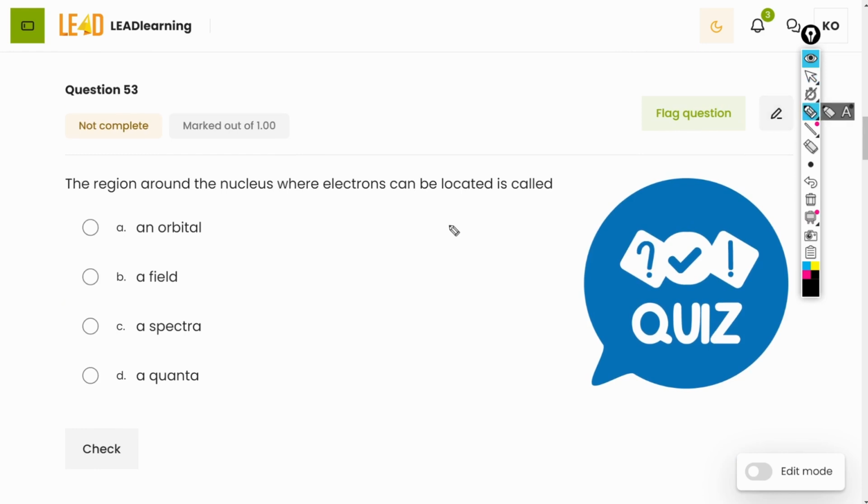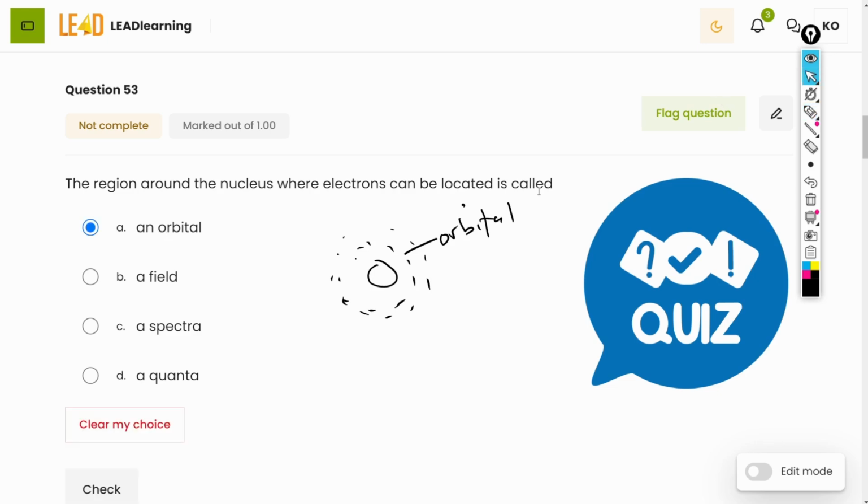Question 53. The region around the nucleus where electrons can be located. Any region outside the nucleus where it's possible to locate an electron is called an orbital. So our answer is the option A.